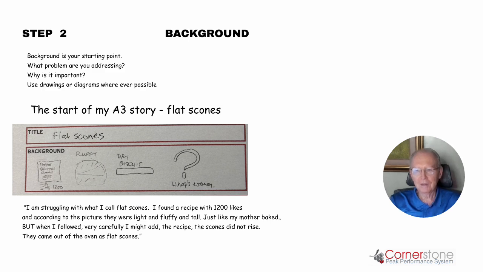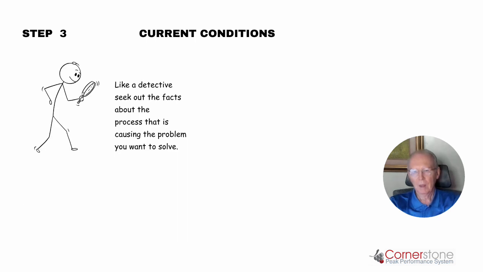But unfortunately, it came out more like a dry biscuit. In other words, it was just a flat scone. But I had no idea what the reason for it is. So that was the background as to why I'm trying to solve this problem. At this point, you go into current conditions, in other words, what's happening right now. And you really become a detective because you're looking for facts about the process that is causing the problem that you want to solve.